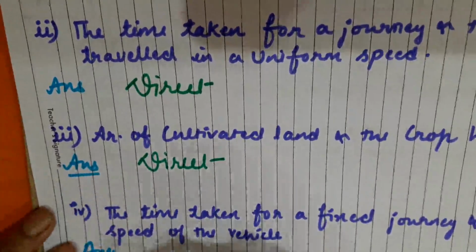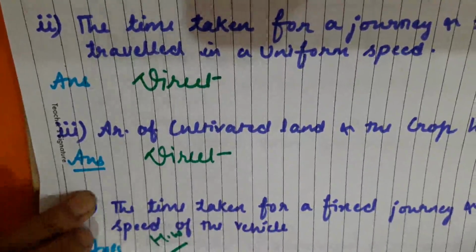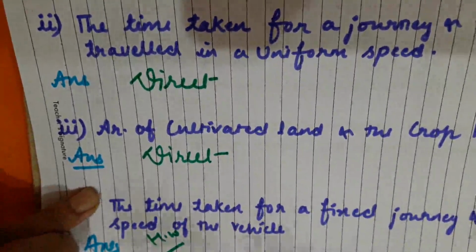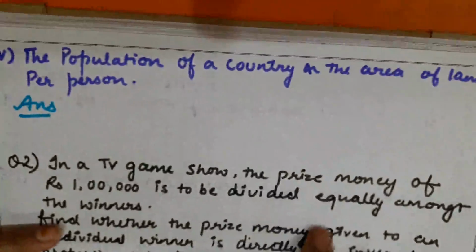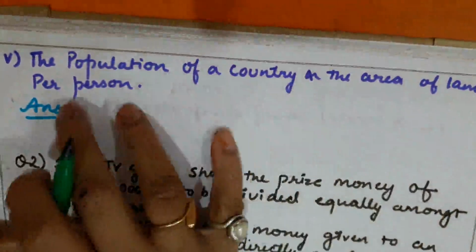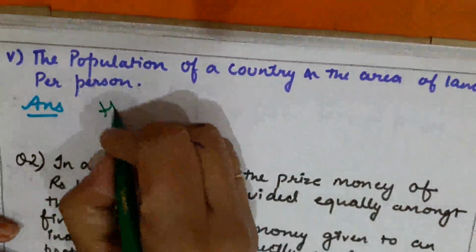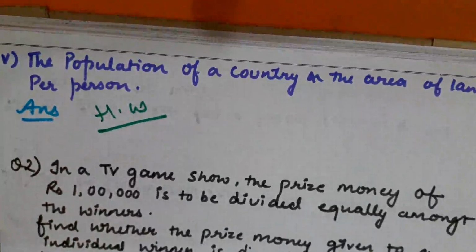Now the fourth part I'm giving you as homework, and the fifth part also I'm giving you as homework. Let's read the fifth part: the population of a country and the area of land per person. This also I'm giving you as homework. Try to do this work as homework.